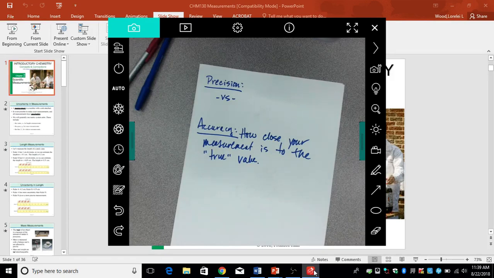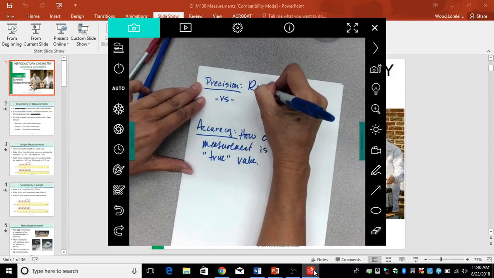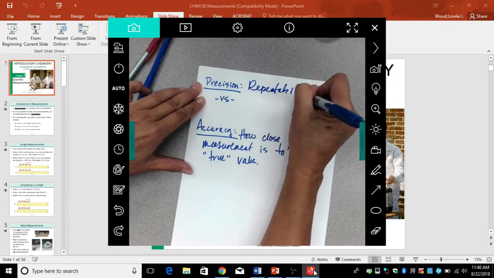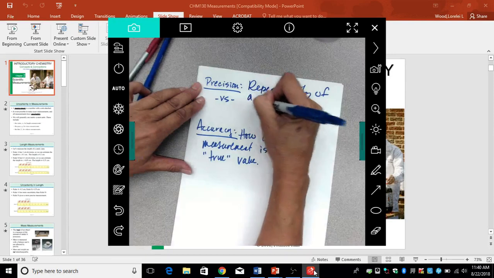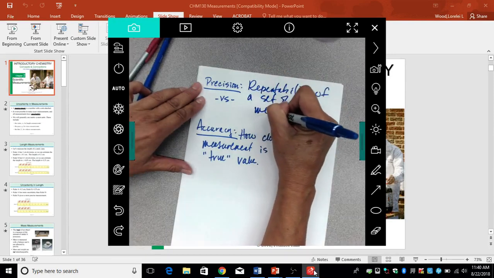And then the second guy gets up, right? And he throws. Right? And he's not real accurate, but he's precise. Precision has to do with repeatability of a set of measurements. So precision is repeatability of a set of measurements.